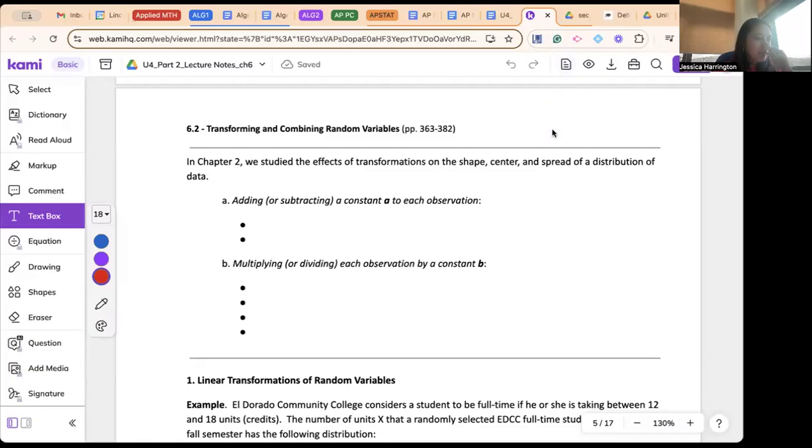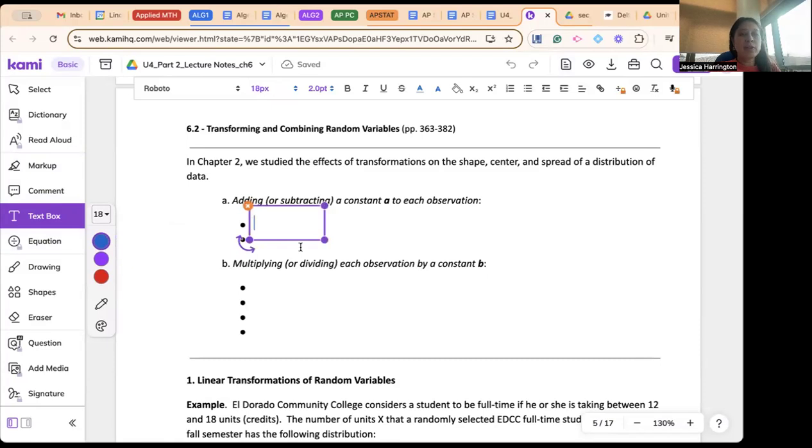All right, so we're on to the second part of chapter 6, which is we're going to transform and combine random variables. So last lesson was all about what are random variables. Now we're going to transform them, multiply and add things to them. Okay, first up is definitions.